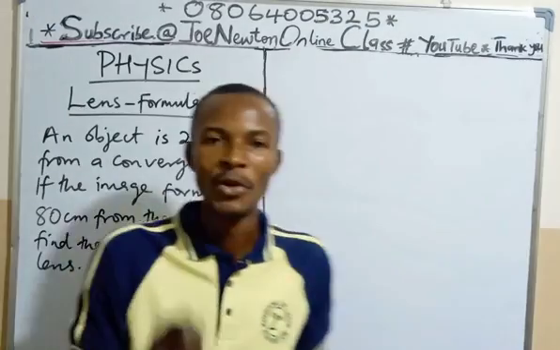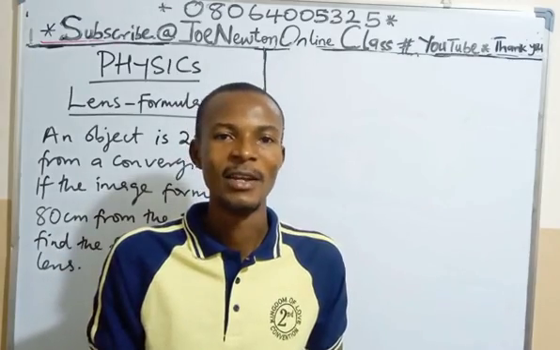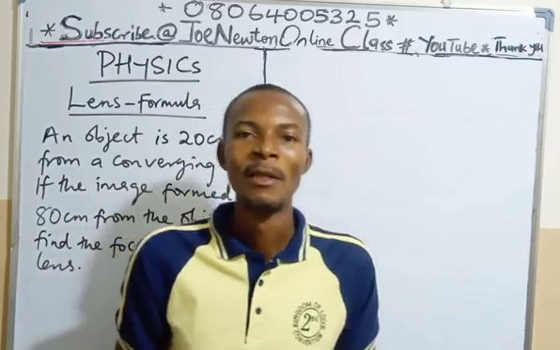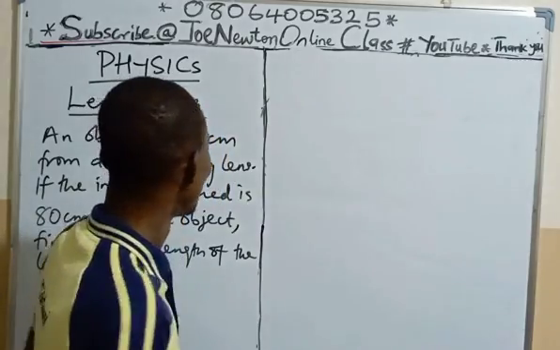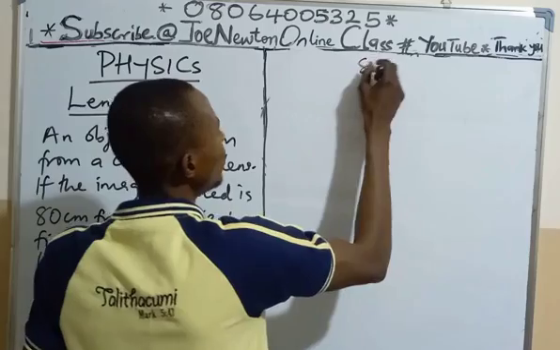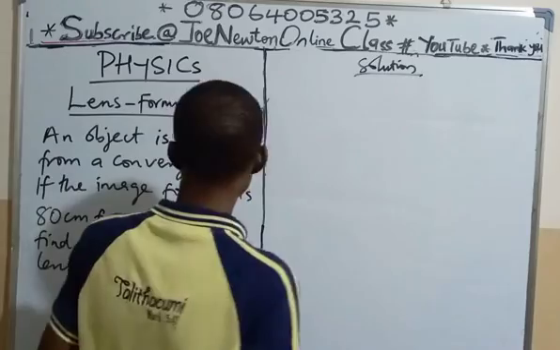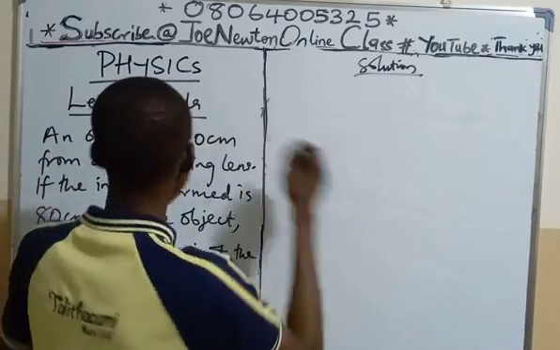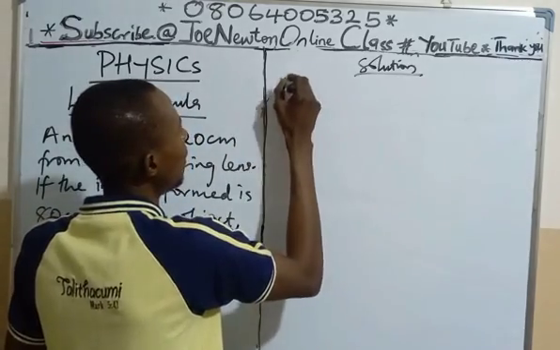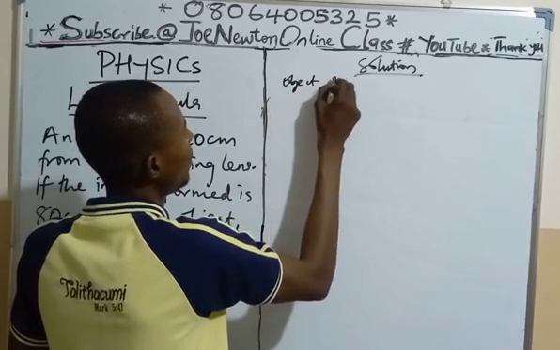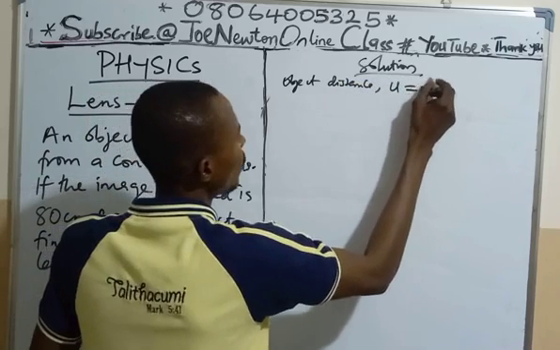Of course, you know that we have converging lens and the diverging lens. Now, we have the lens formula we use generally. Okay, now the solution to this question. Solution. We have that the object distance, we use U for object distance, is equal to 20 cm.